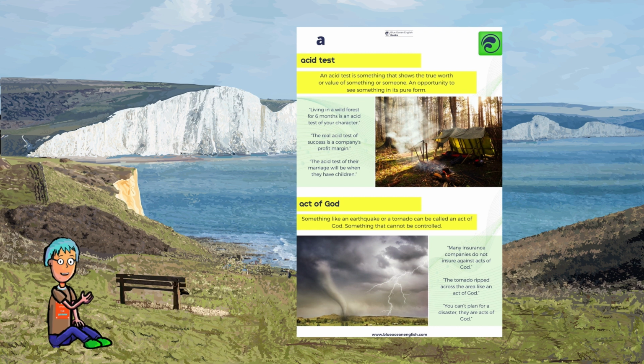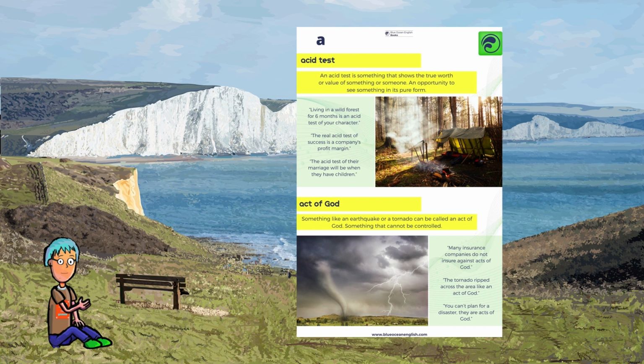The next idiom we're going to look at is an act of God. So an act of God is something like an earthquake or a tornado, a natural disaster, something that cannot be controlled. And if we look at the examples, many insurance companies do not insure against acts of God.